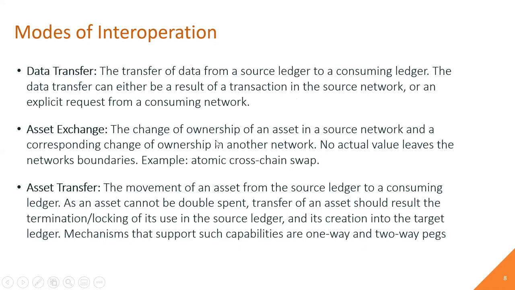Asset exchange is about atomic exchange of assets in two different networks. So most of you probably know about the hash time lock contracts, the HTLC mechanism, whereby you can do atomic swaps across different networks. So that's basically the use case that asset exchange is describing. Asset transfer is related to it: you want to move an asset from one network to the other. That is, an asset disappears from one network and appears in another network. Again, both exchange and transfer have to happen atomically. So that's the difference between this and the data transfer use case.